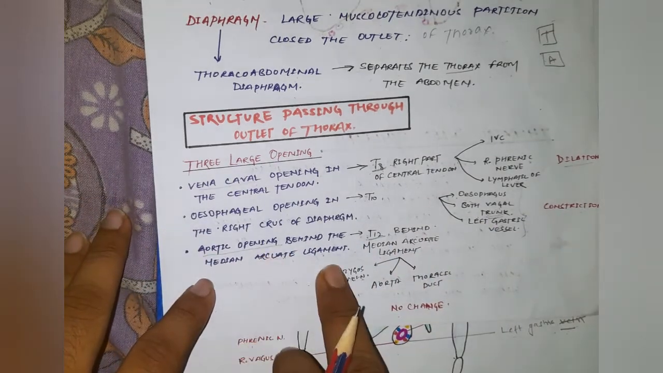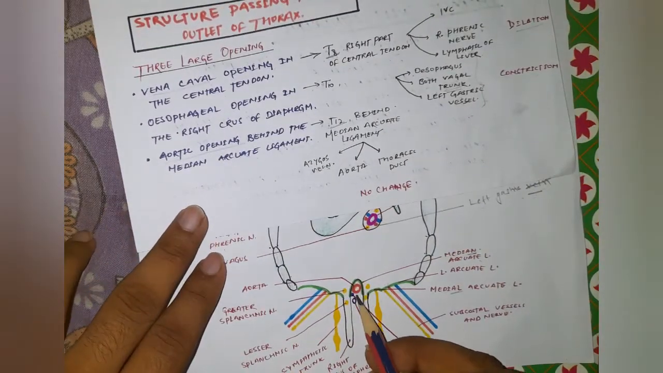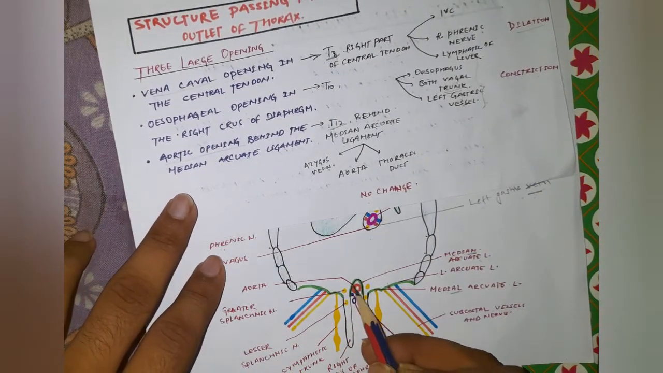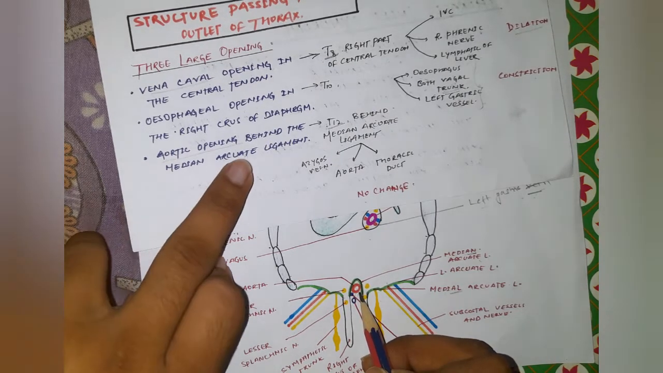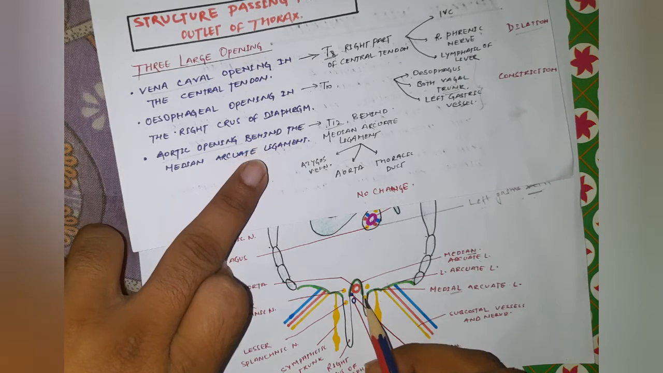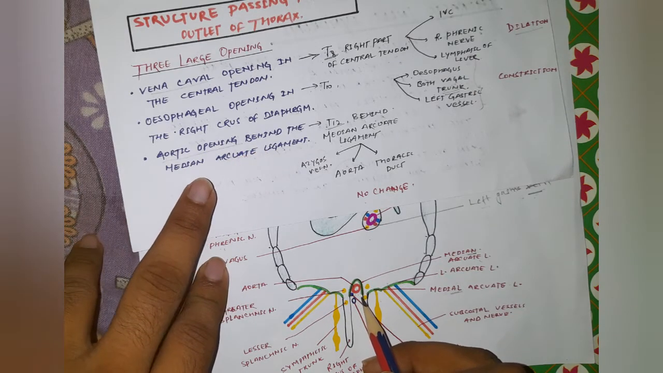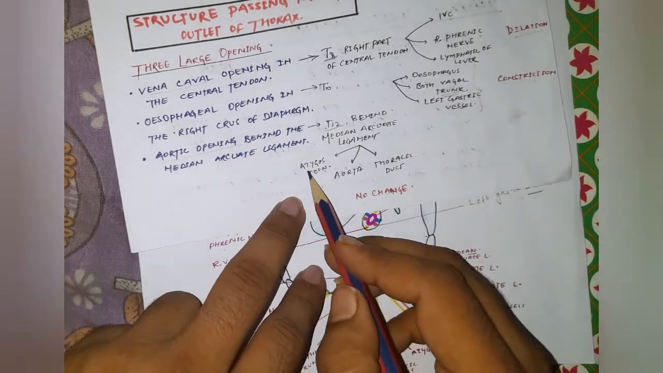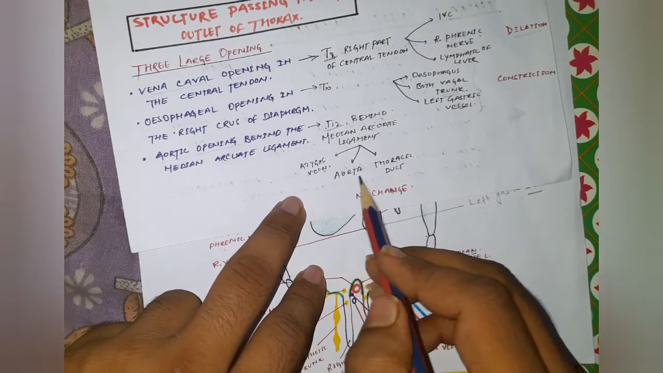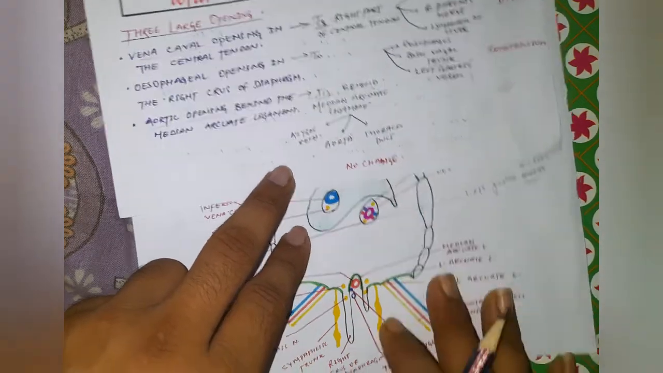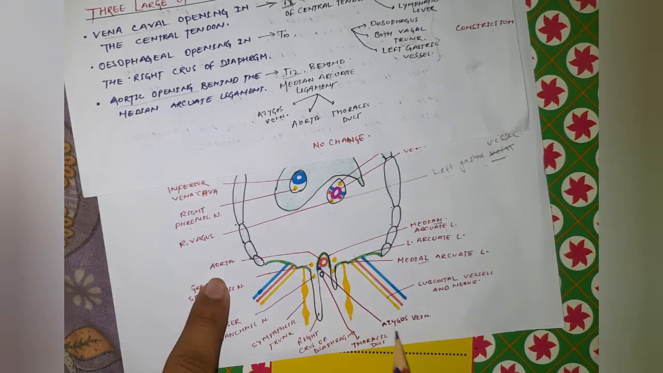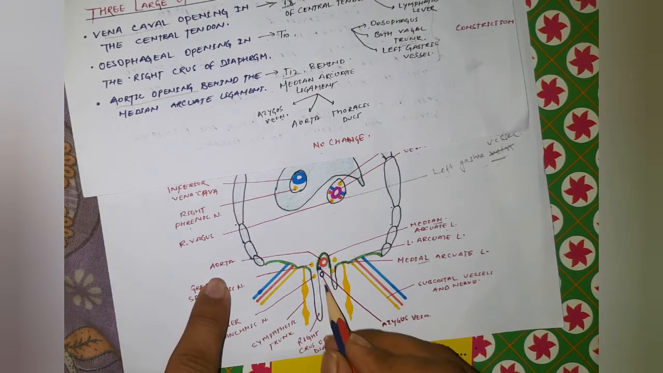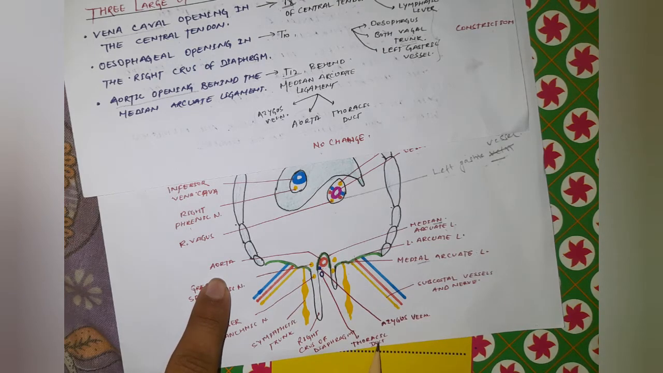The aortic opening is present behind the median arcuate ligament. We see here this is the median arcuate ligament, and behind this we see the aortic opening. The structures present here are the azygos vein, aorta, and thoracic duct. We see in the diagram, this is the aorta, this is the azygos vein, and this is the thoracic duct.